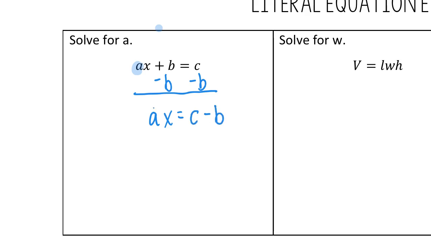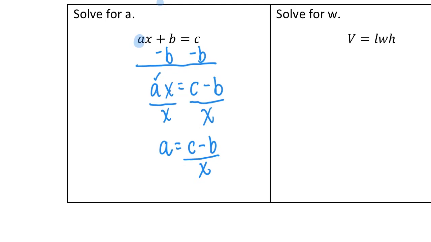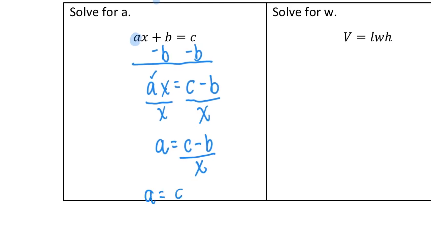We're solving for a. We're trying to get this a alone. They're currently being multiplied. The inverse of multiplication is division. So to move that x to the other side, we're going to divide by x. In our final step, we'll get that variable a alone. And we have c minus b all divided by x. Another way to write that is a equals c over x minus b over x. Either of these is correct. Make sure that you're not just dividing one of the variables by x.